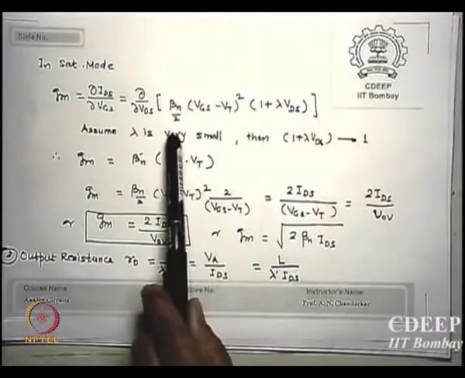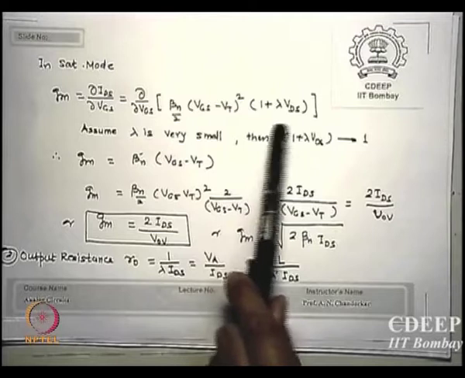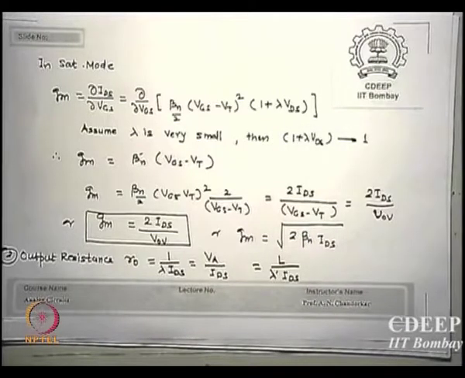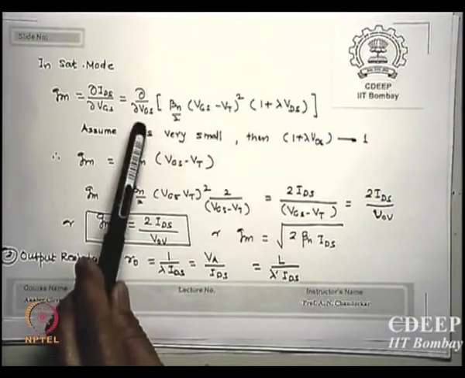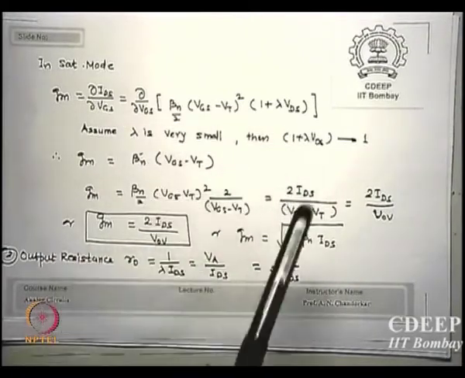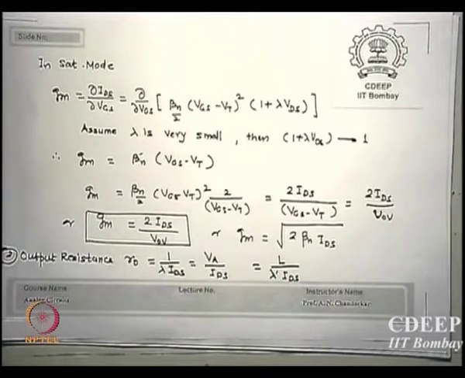If that is so, the current equation can be written as beta by 2 (VGS minus VT) square (1 plus lambda VDS). This is the current when the device is in saturation. If I take the derivative with respect to VGS, our assumption is that VT is constant, that VT does not change with VGS or VDS. This is slightly secondary, we shall assume it is okay.